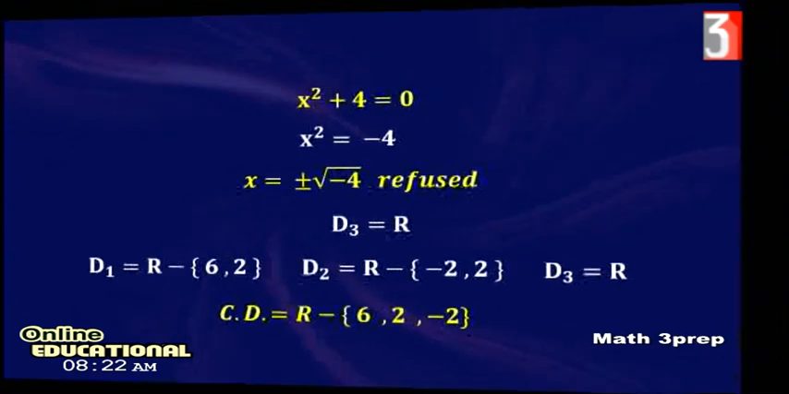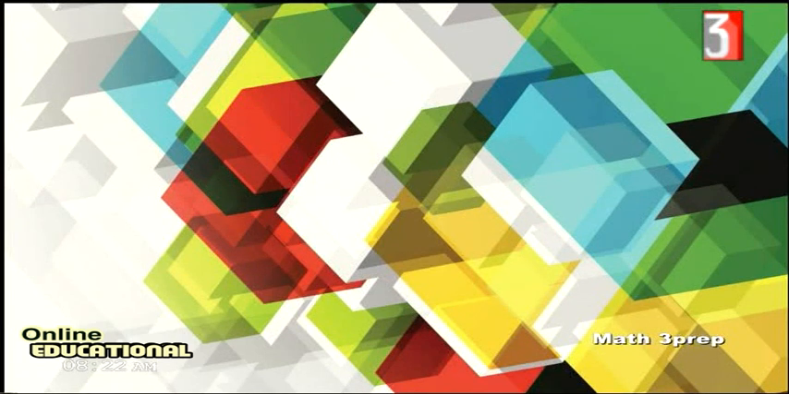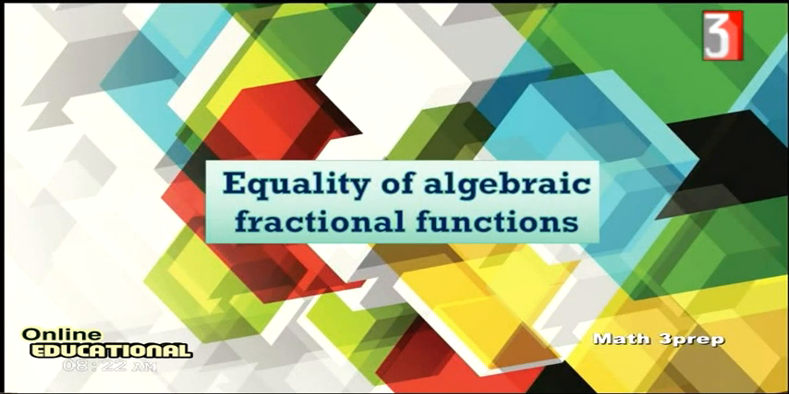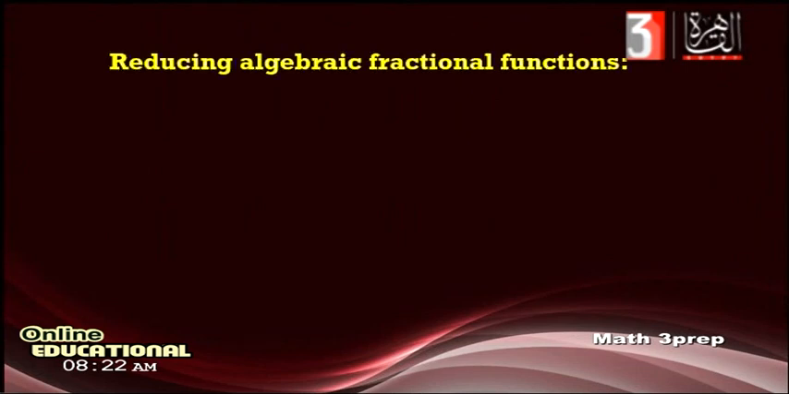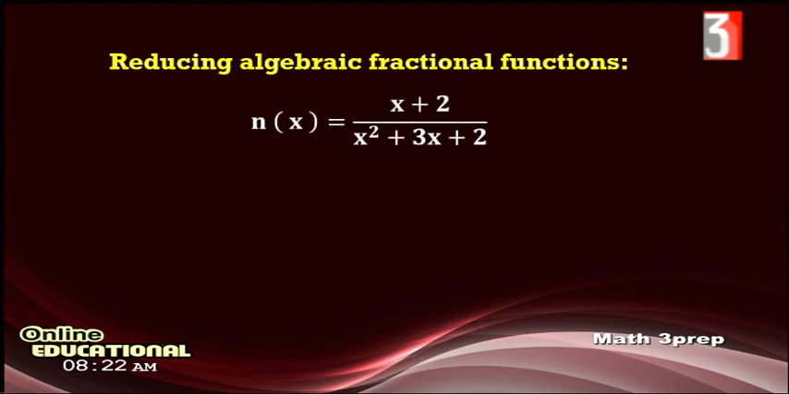Then let us see what about equality of algebraic fractional functions. First of all, we are going to talk about reducing algebraic fractional functions. If you have an algebraic fractional function like n of x equals x plus 2 over x squared plus 3x plus 2. First of all, when you look carefully at the denominator, you are going to notice that you can make factorization. So we can say that n of x equals x plus 2 over, what about the two brackets, x plus 2, x plus 1.